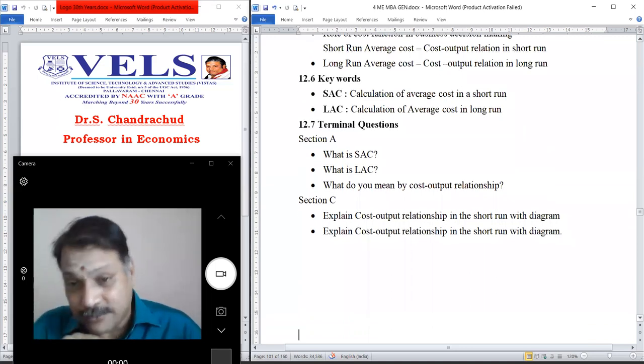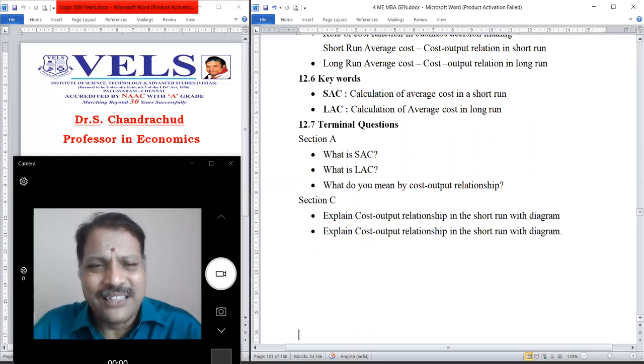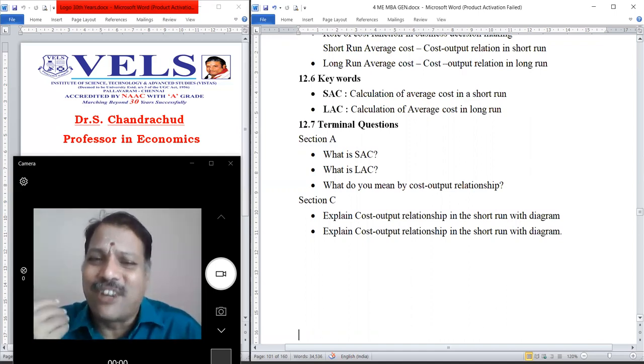You can expect 2 Section B questions, either on the short run or the long run, or they may ask what is the role of cost function in a business.